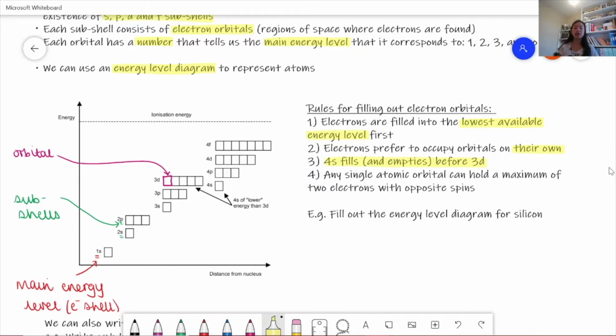And this makes sense because we know that electrons are filled into the lowest available energy level first. And if we look back at the energy level diagram, the 4s orbital is actually of a lower energy than the 3d subshell. And so that's why 4s gets filled before the 3d subshell.